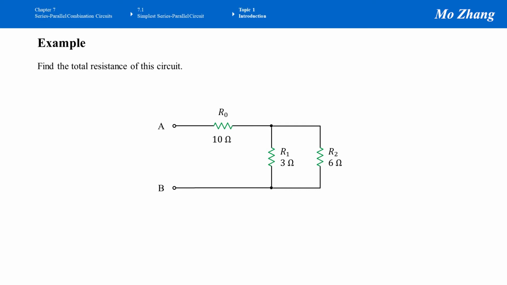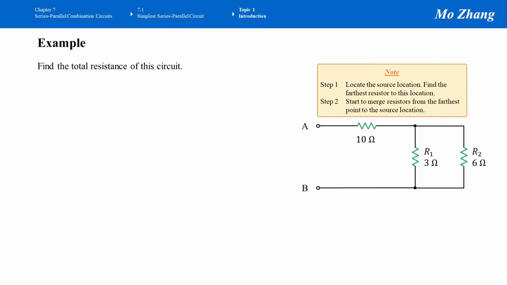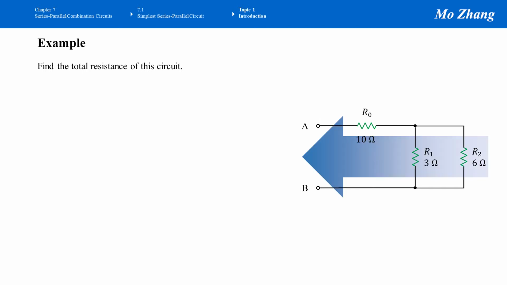We want to find the total resistance of this circuit. Again, we know the rule of thumb. Locate the source, find a resistor that is the farthest away from that source, and then we start merging from that resistor towards the source, such as R2. As shown in the circuit, R2 is the farthest resistor. So we can start merging R2 towards the terminals AB.